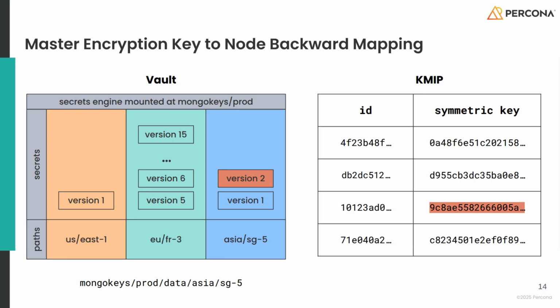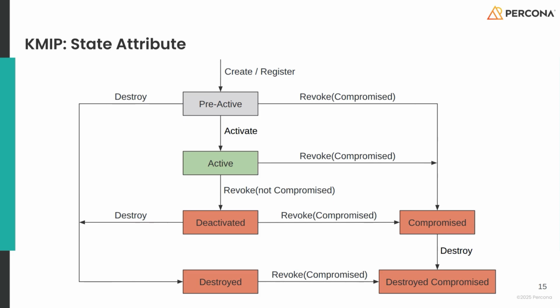But for KMIP, the story is a bit more complex, because KMIP server generates the ID for any managed object itself, and that ID doesn't have any valuable information, doesn't have any connection with the node where the key came from. But that doesn't make node identification impossible. And here, our state attribute from KMIP comes into play.